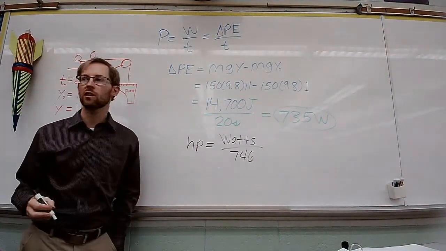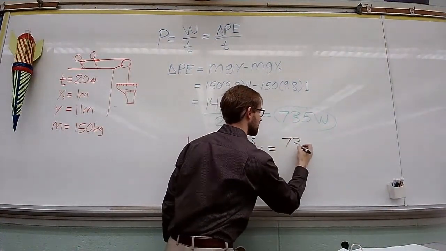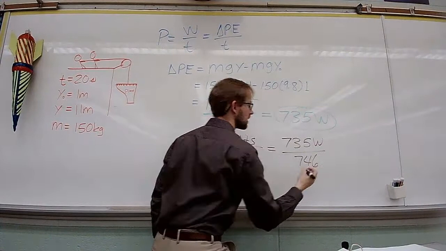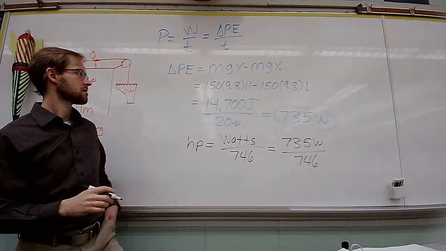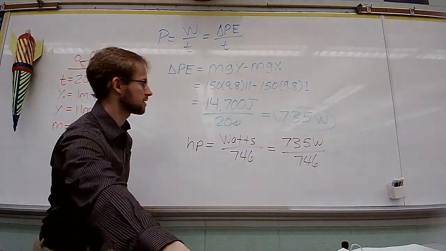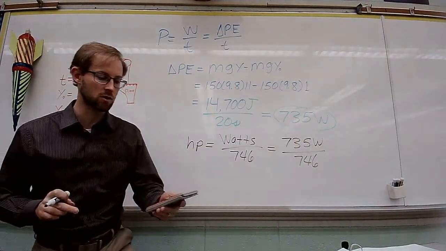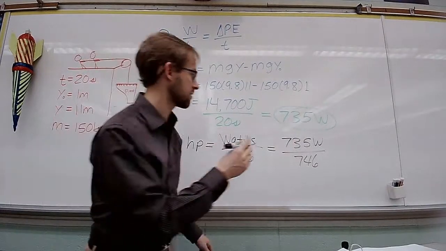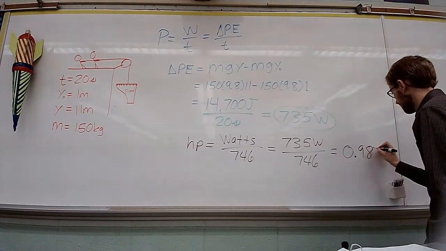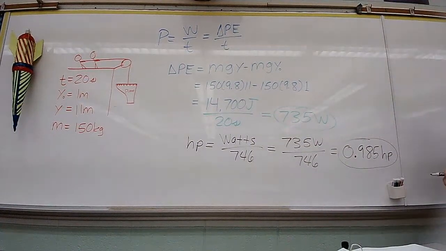So all we do here to find that horsepower is divide our power by 746, and that gives us our horsepower, which comes out to 0.985. And that's what we would get for that.